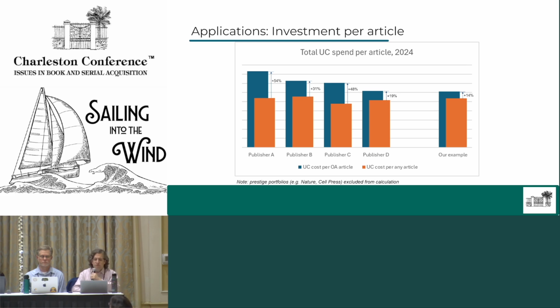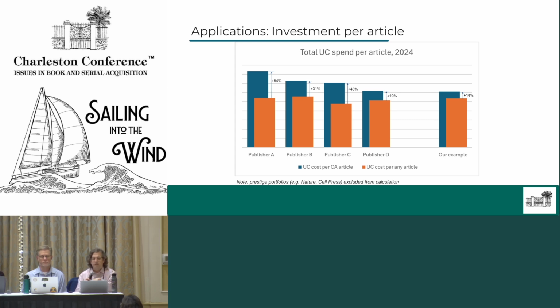There are a couple of versions of this metric, right? Are we talking about library investment per article, or are we talking about all UC investment, including those author contributions? And then are we talking about investment only per open access article, which gets at the current value, or are we talking investment per any article, including those where the author may have opted out of open access, which gets more at the potential value of an agreement with this publisher?